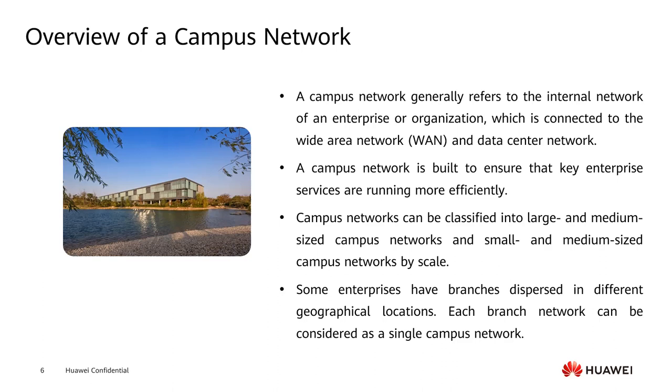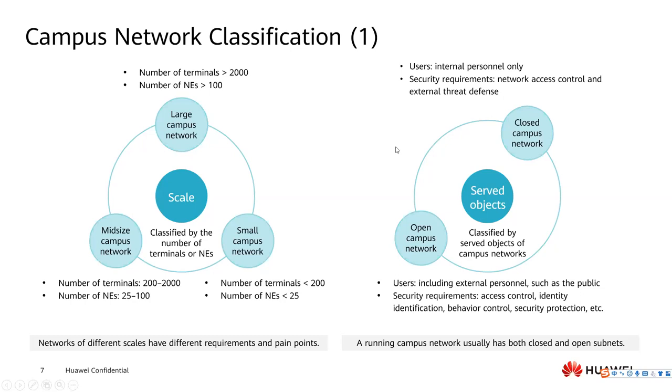A campus network can be classified into large scale, medium scale, and small campus networks by scale. Next, I'm going to show you the classifications of campus networks, how we can classify them. The first way to classify the campus network is by its scale. We can classify the campus network into the large scale campus network, medium sized campus network, and small campus network according to their numbers of terminals or number of network elements. Okay, this is method one.